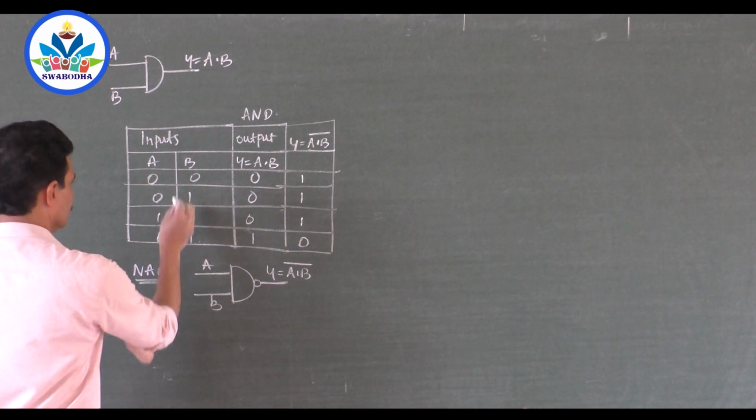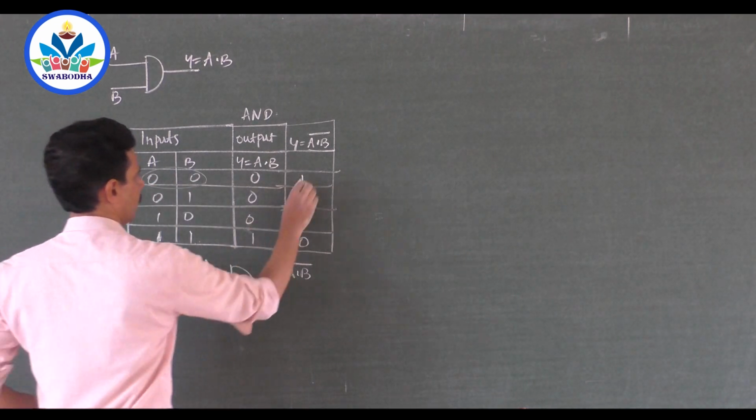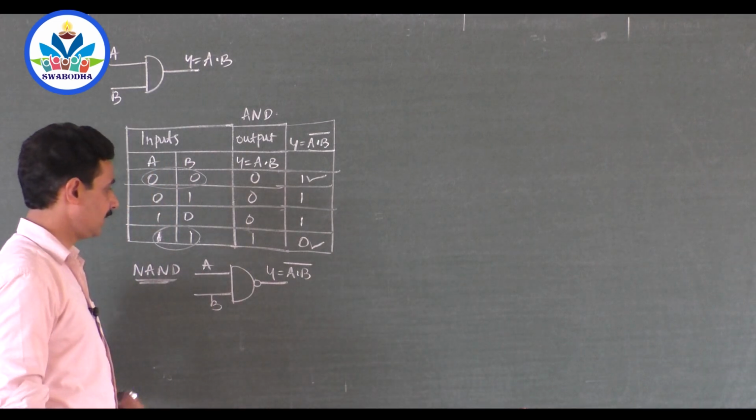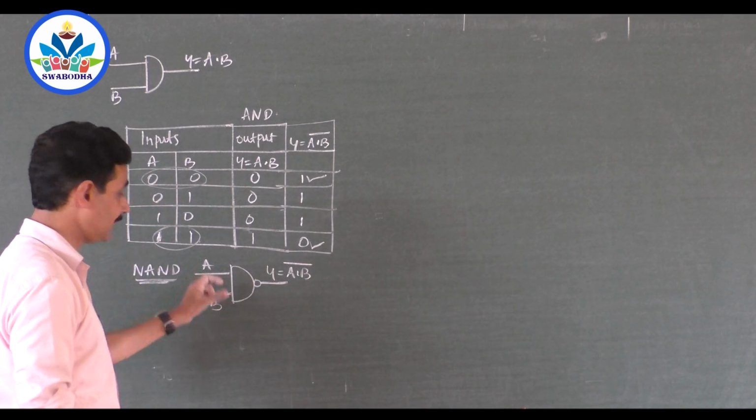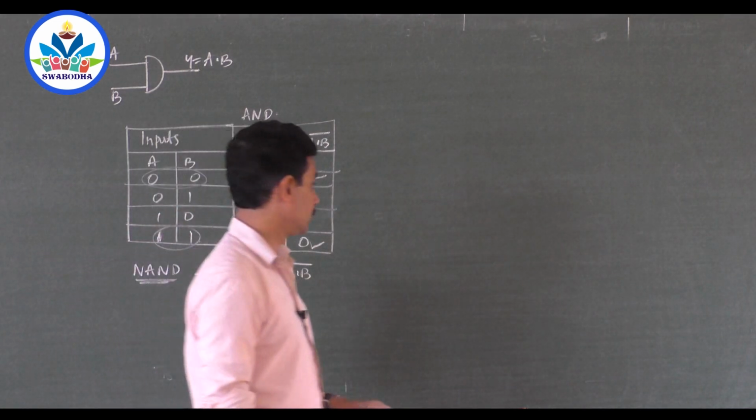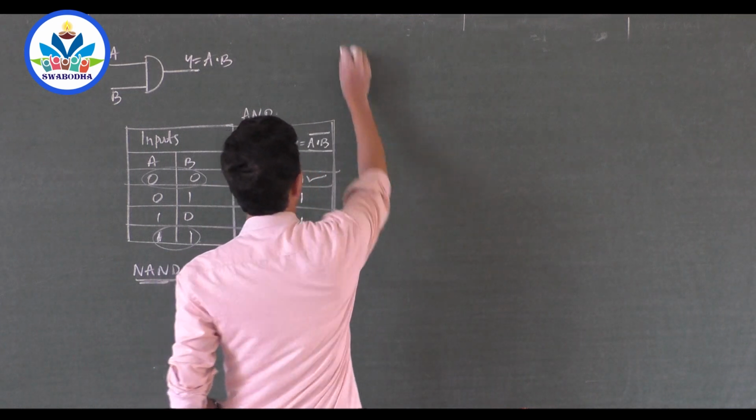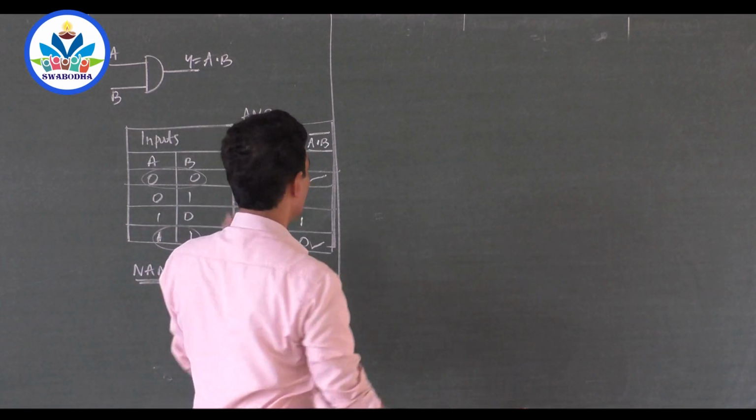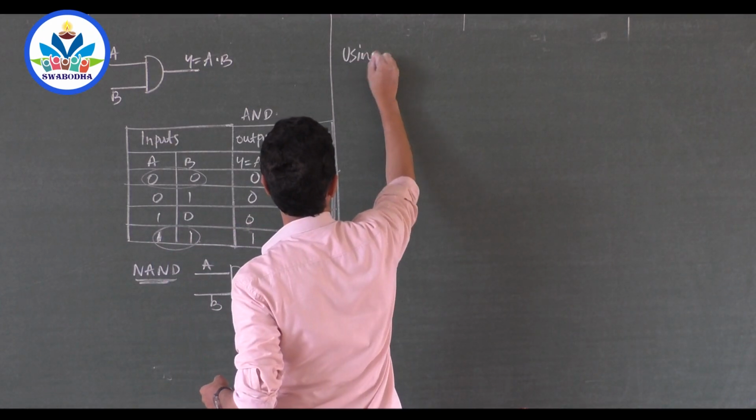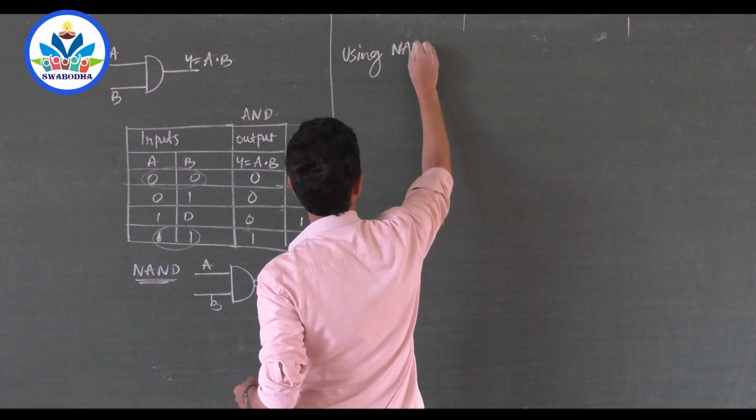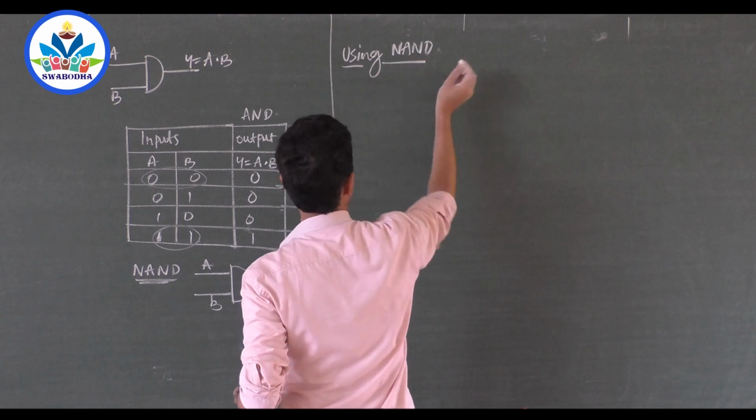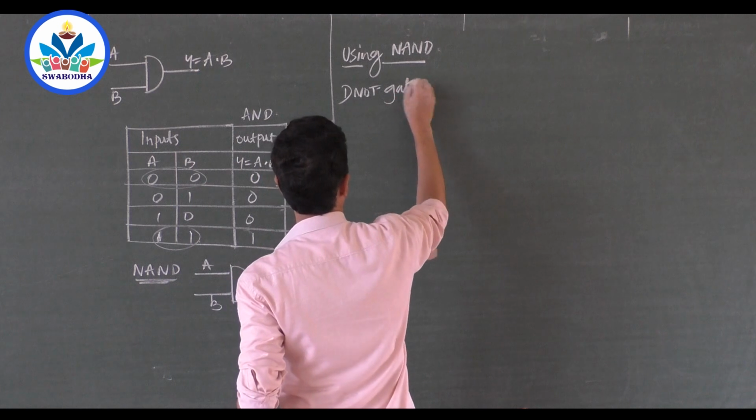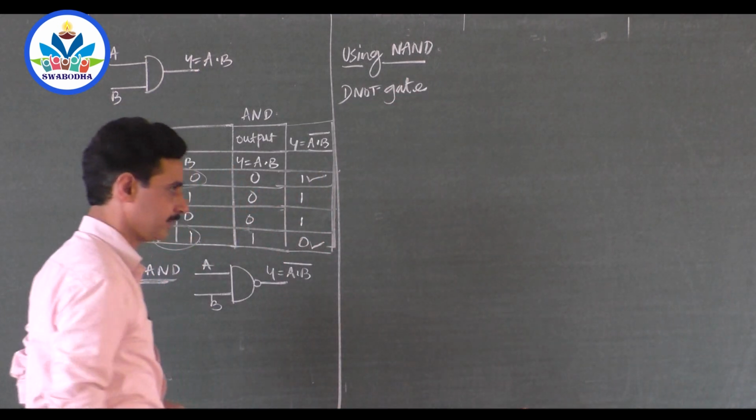Now you see these two. 0, 0, 1, 1, 1, 0. Is it not a NOT gate? What you have to do is, you have to tie the inputs of NAND gates. So using NAND gate, we are constructing NOT gate. Using NAND, construct NOT. NOT gate using NAND gate.